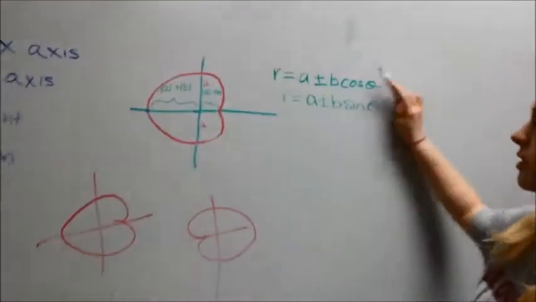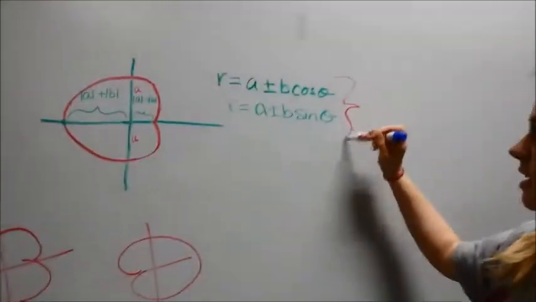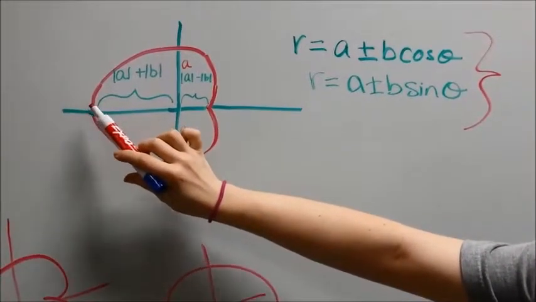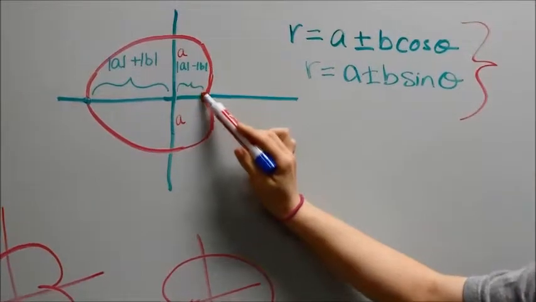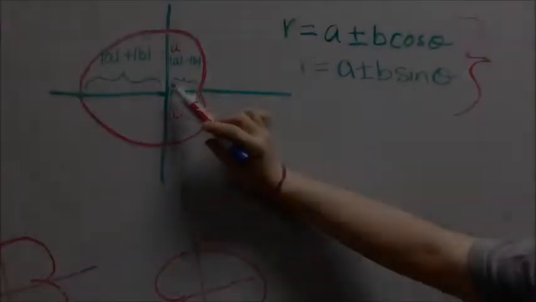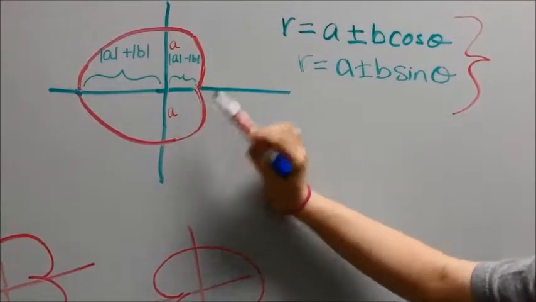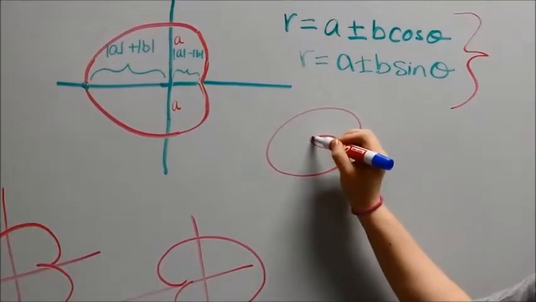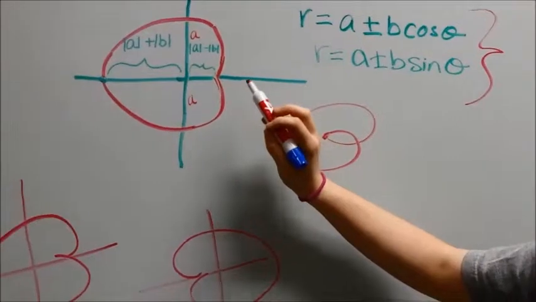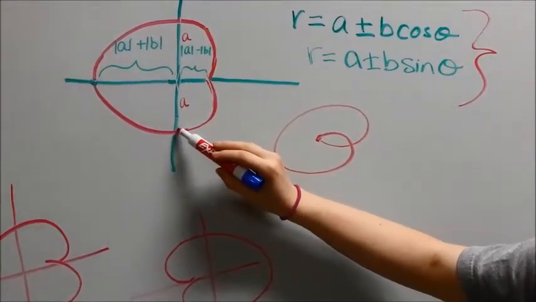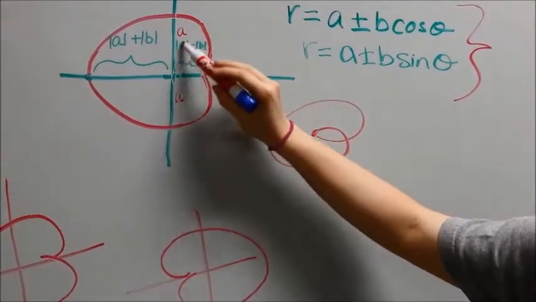For the generic graph, these are the generic equations. A plus b will get you to the point of the graph without the dent or the dimple, and a minus b will get you to the part with the dimple or with the inner loop, which would be right here. And a is just the short side distance.